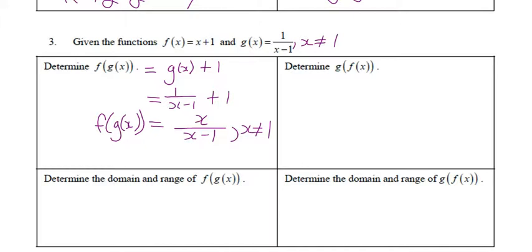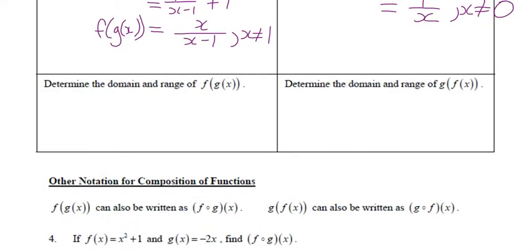And g of f of x. g of f equals 1 over x plus 1 minus 1. So where we see f of x, we are replacing it with x plus 1. So 1 over x. And what do we get? 1 over x, where x is not equal to 0. x cannot equal 0. We're going to keep that in mind because we need it now for domain and range.